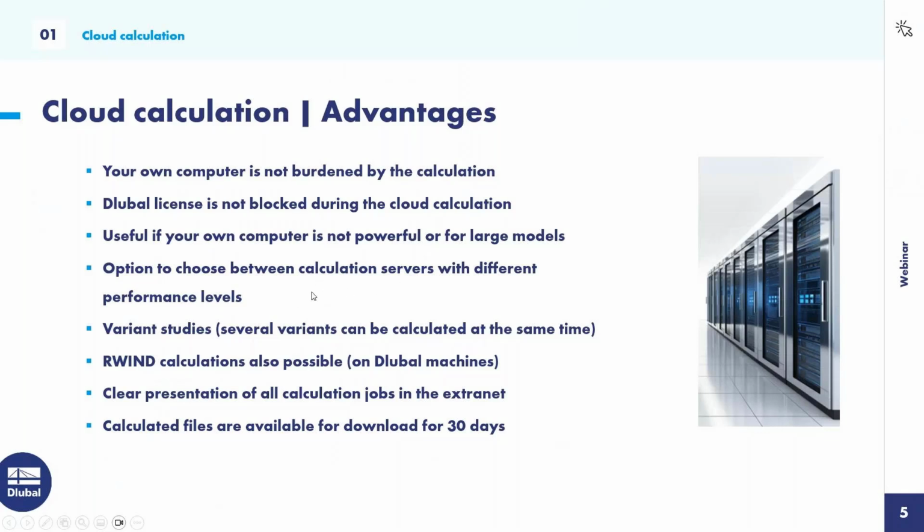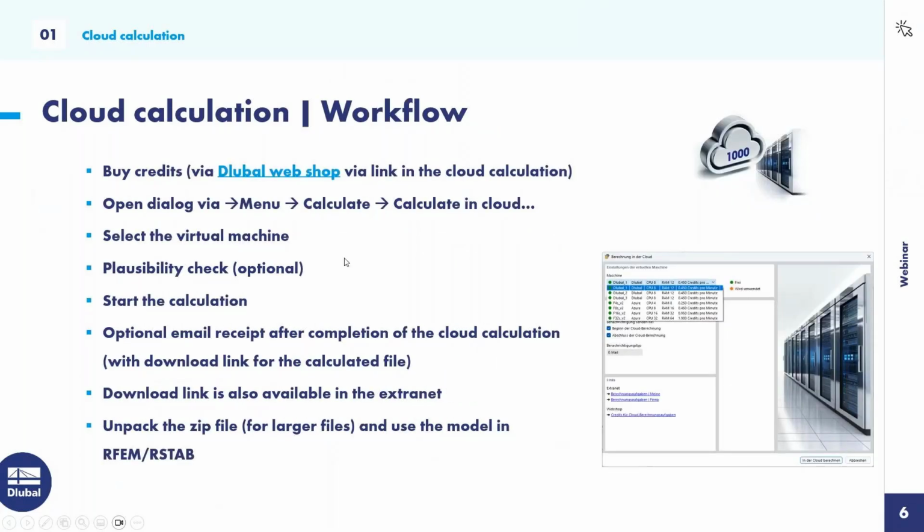You can choose between different servers. I will show that later. You can do variance studies. Also, our wind calculations are possible. And you can see the calculations in the extranet or the calculation shops. I will show that as well. And the calculated files are available for download for 30 years. That's the workflow. I will show the workflow directly in the program.